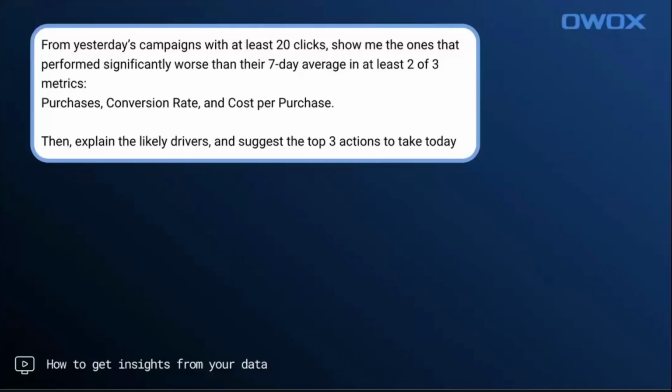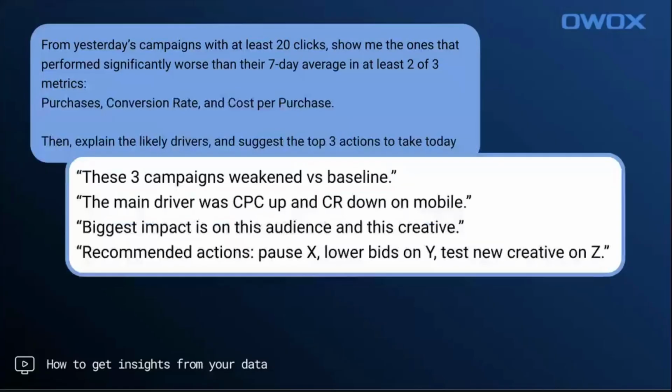And for the first time, the answer that came back looked like an insight, not a report, not a current state instead of a wall of numbers. We got the 3 campaigns, weekend versus baseline. The main driver was CPC up and conversion rate down on mobile. Biggest impact is on this audience and this creative. Recommended actions: pause this, lower bids on this, test new creative on here.